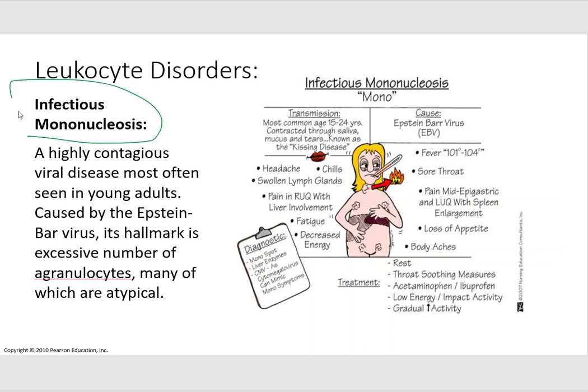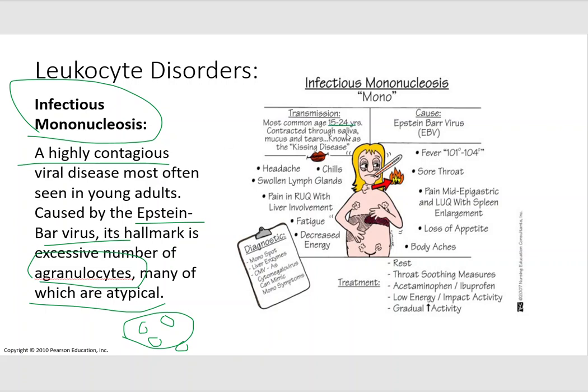Infectious mononucleosis, this is caused by a bacteria. It's called the Epstein-Barr, EBV. You get a lot of agranulocytes, and they are atypical. Mononucleosis, a lot of these guys can form giant cells, multinucleated. They merge together abnormally. Very contagious. This is the kissing disease.